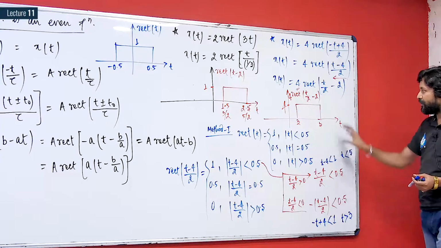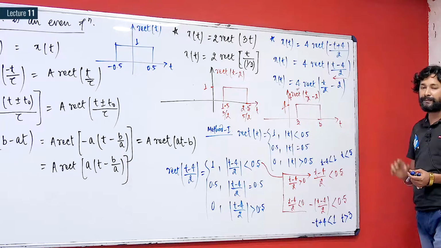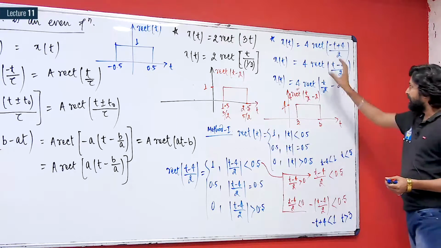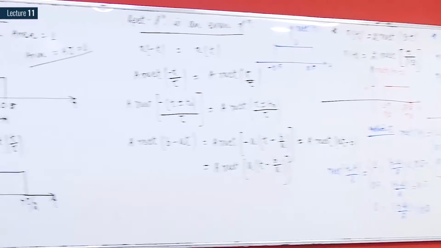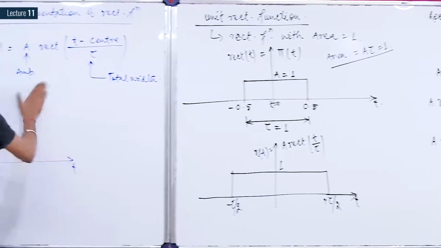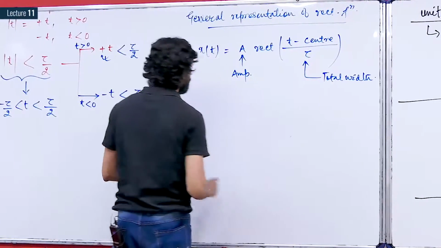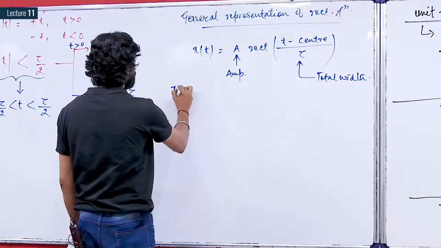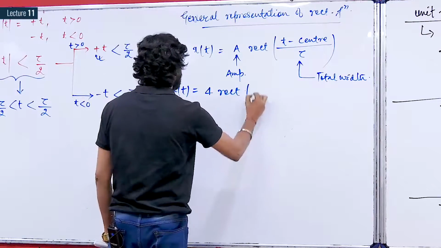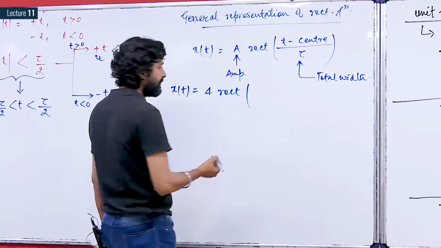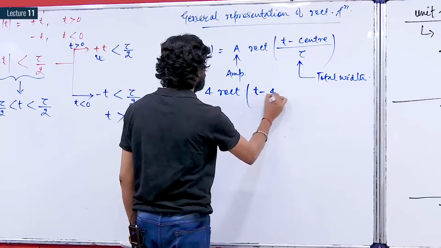So, you do not have to use both of these two methods. What you have to use is the standard representation of the rectangular function. Recall this example. By comparing with the standard representation, you have to plot x of t, which is given as 4 rectangle of minus t plus 4 by 2, and we have removed the minus sign and obtained t minus 4 by 2.